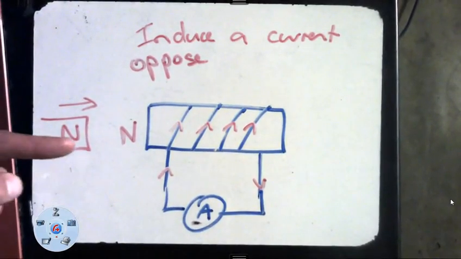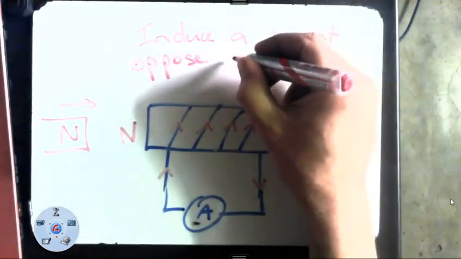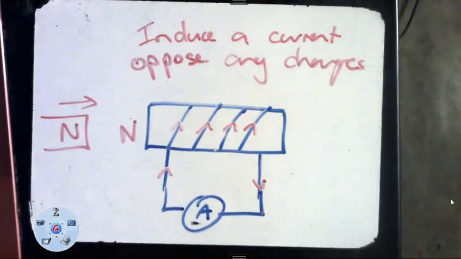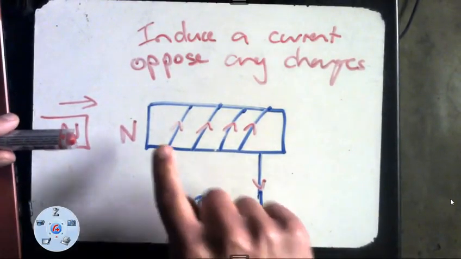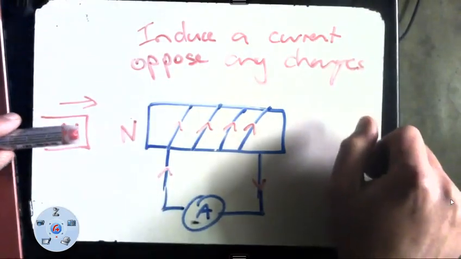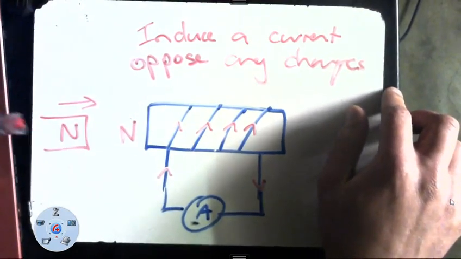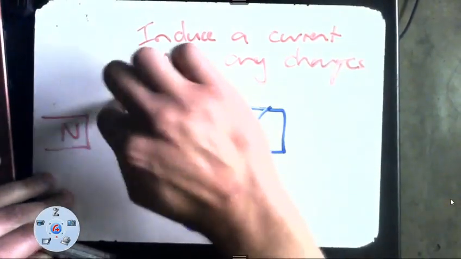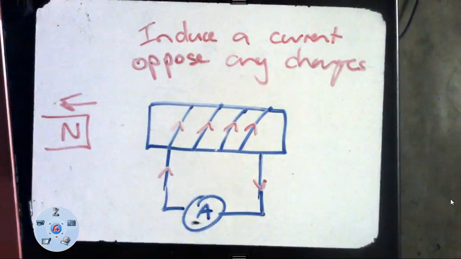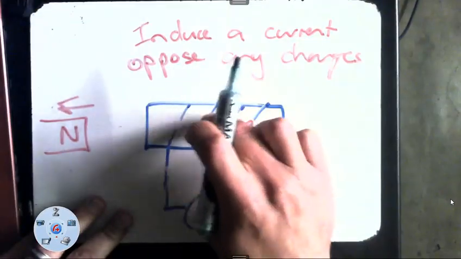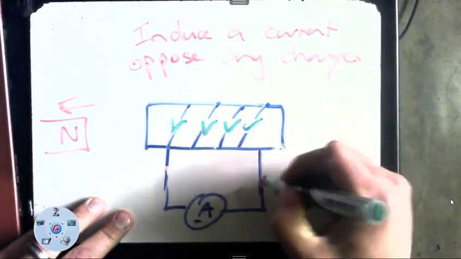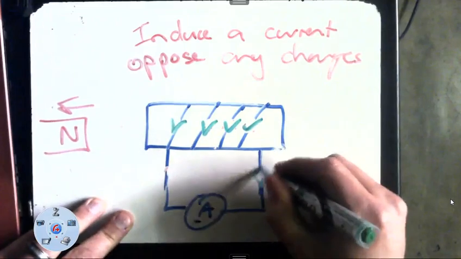So if I'm bringing my north towards, it's going to oppose any changes. So if I'm bringing my north towards, it wants to stop me. So how does it stop me from bringing it closer? It repels. Now the moment I take my north away, then it wants to change its mind again. So if my north goes away, it's going to change the direction of the current to say, no, wait, whatever you are doing, I'm going to oppose you just for the fact that I want to oppose you. And now my current is going in this direction.